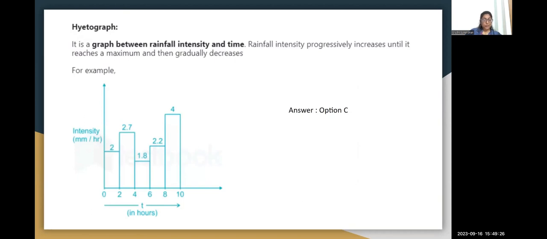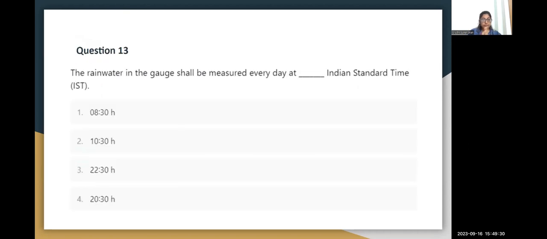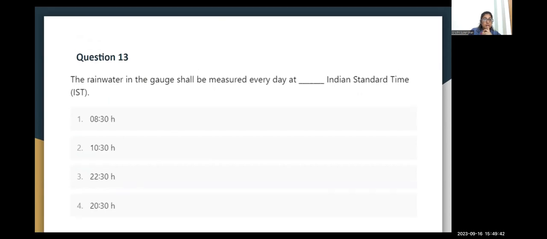What are the plots called for the subsequent representation? Now, the rainwater in the gauge shall be measured every day at what time, in Indian Standard Time? This also we had looked into. Hi Snehal, if you know the answer to this question, you can put it in the chat box and then we'll discuss the solution.